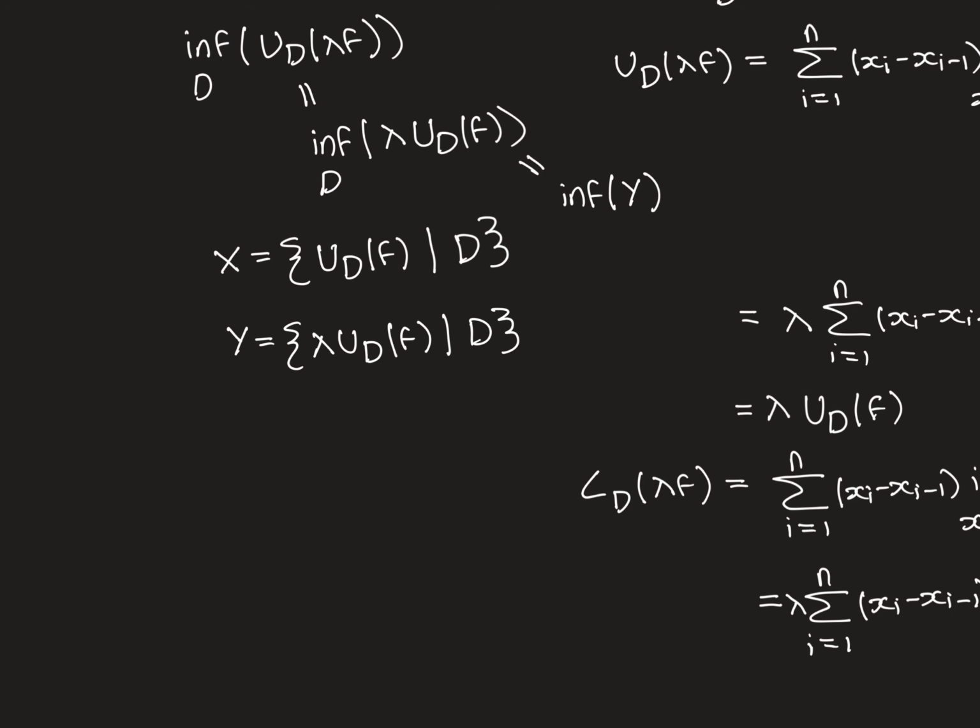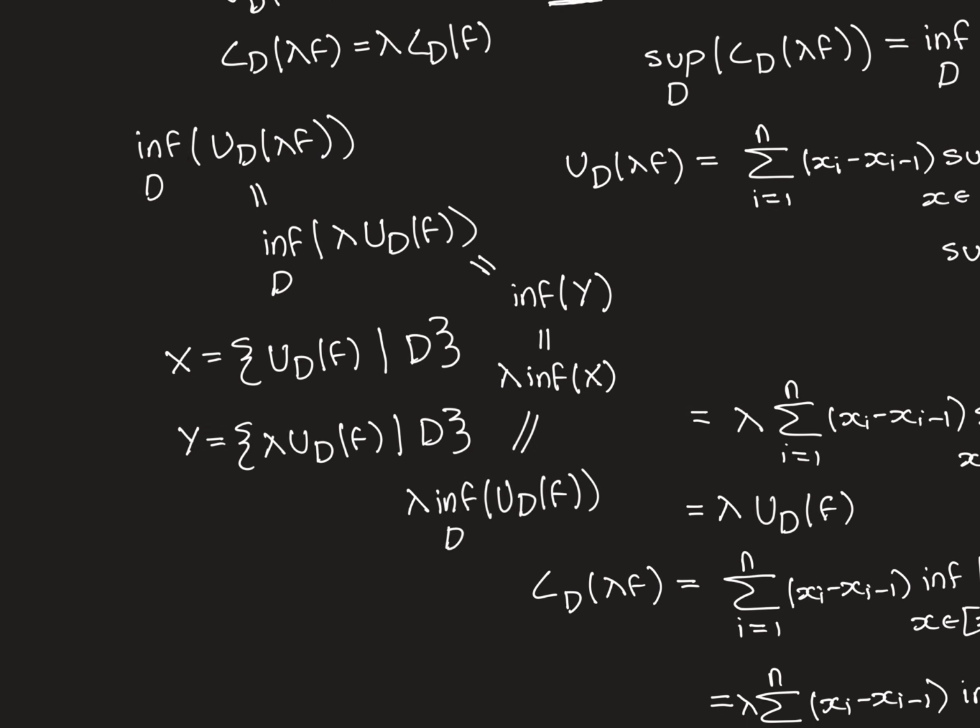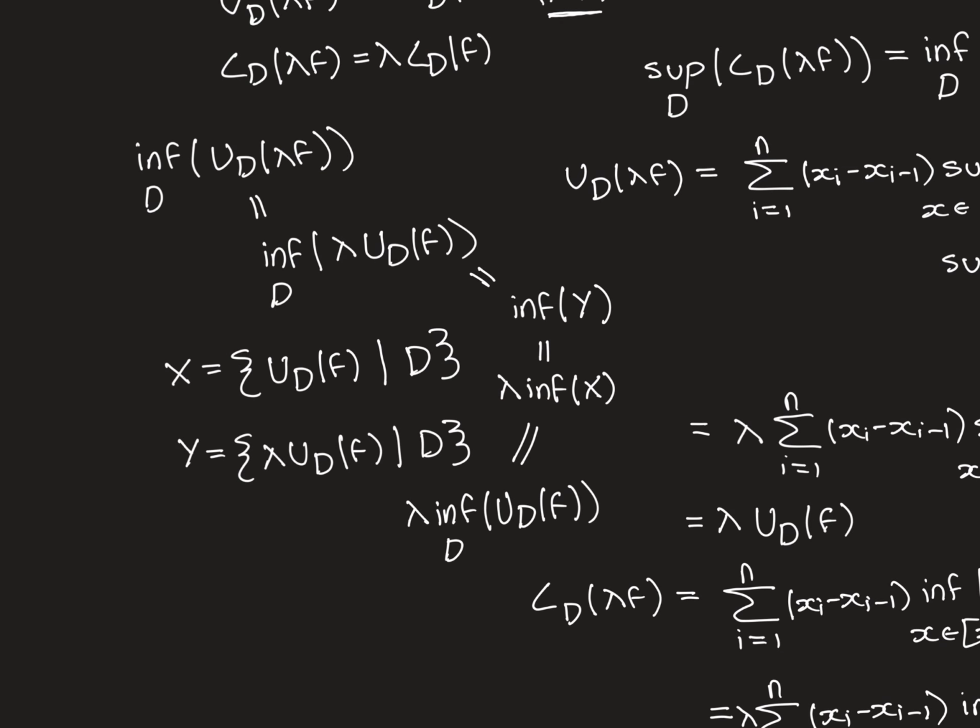So now what I can do is just apply my result. This is just equal to lambda times the infimum of the set x. But of course, now let's write it back in other notation. This is equal to lambda times the infimum over all dissections of the upper Riemann sums of the function f. Brilliant. So that's very helpful. So we now know that the infimum over all dissections of the upper Riemann sums of lambda f is equal to just lambda times the infimum over all dissections of the upper Riemann sums of f.